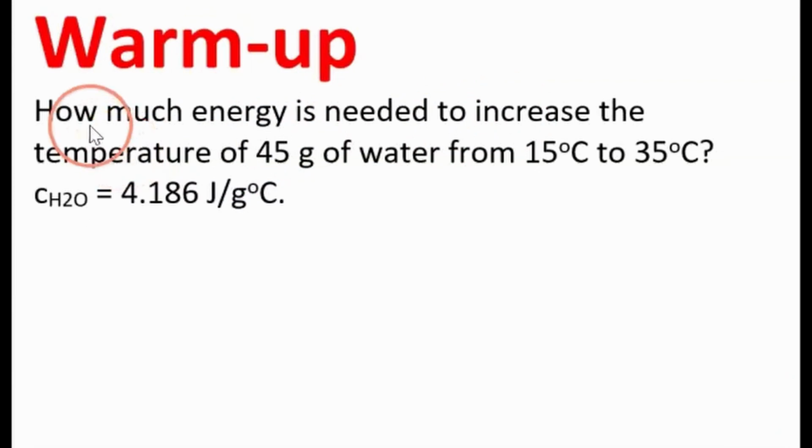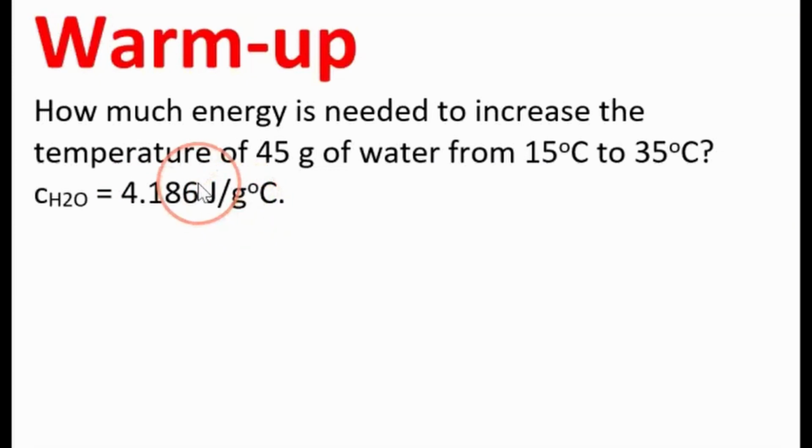How much energy is needed to increase the temperature of 45 grams of water from 15 degrees Celsius to 35 degrees Celsius? And we're given the specific heat of water. The specific heat tells us how much energy is required to raise the temperature of 1 gram by 1 degree. So 4.186 joules of energy is required to increase the temperature of 1 gram of water by 1 degree Celsius.